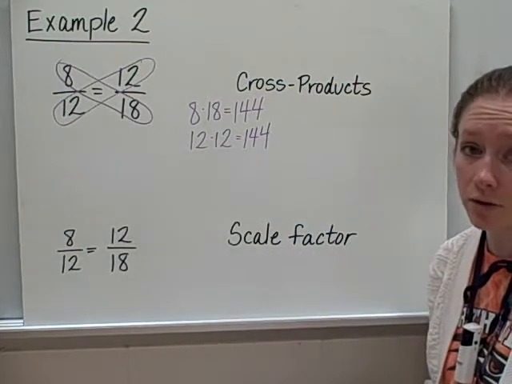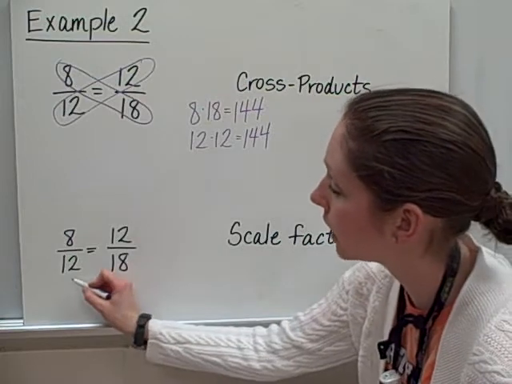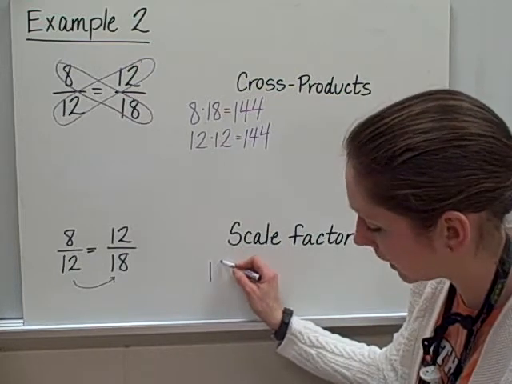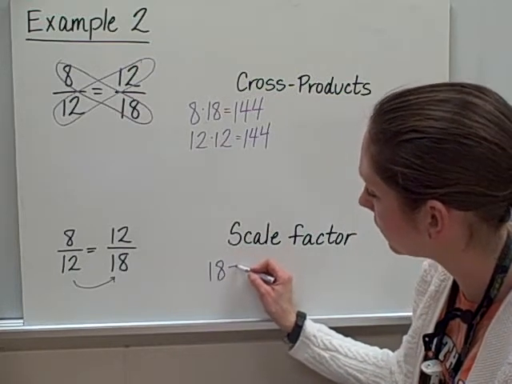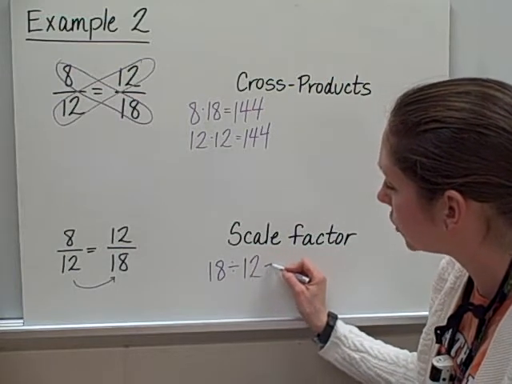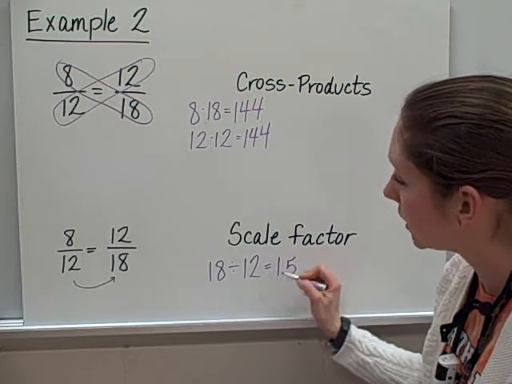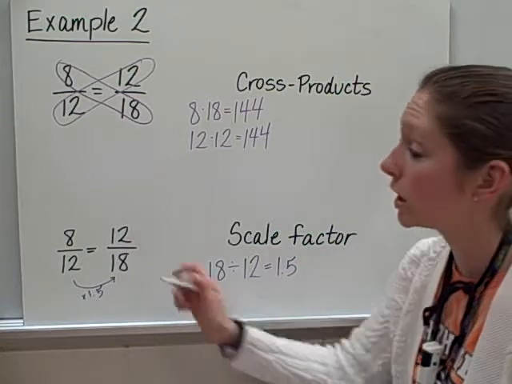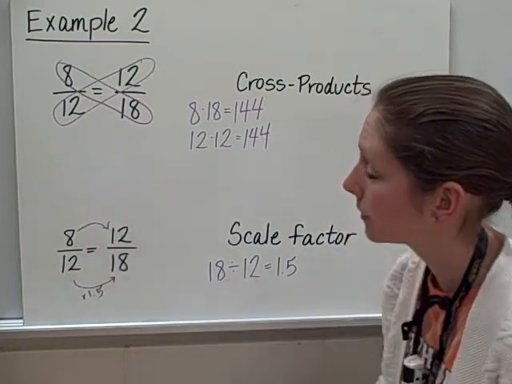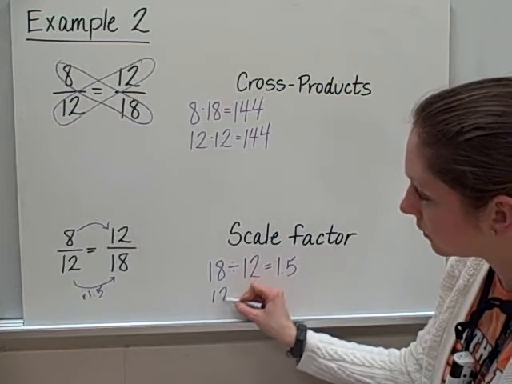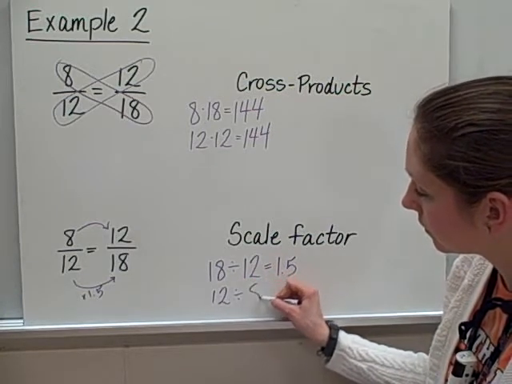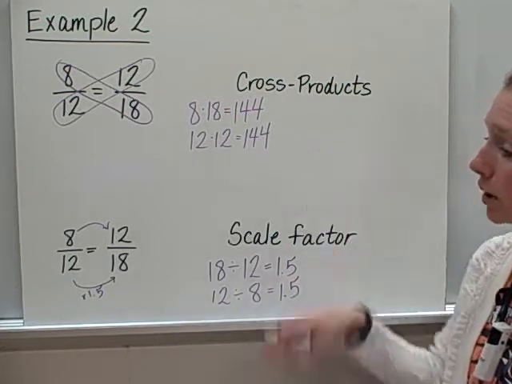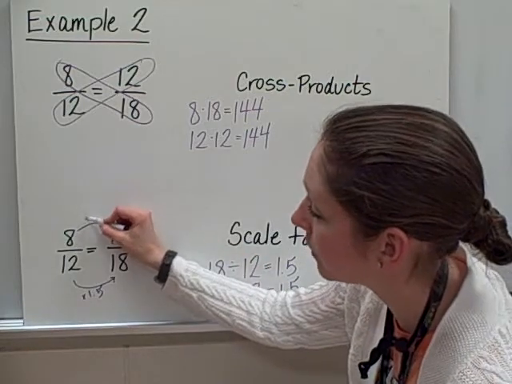Same test for scale factor. For scale factor, again, I'm looking for 12 times what is equal to 18. And I can do that by doing 18 divided by 12, which equals 1.5. That means my scale factor is times 1.5. And if this is a true proportion, I should get the same thing here. So I can do 12 divided by 8. And I also get 1.5. So same process, but this shows you that this is one that is actually true.